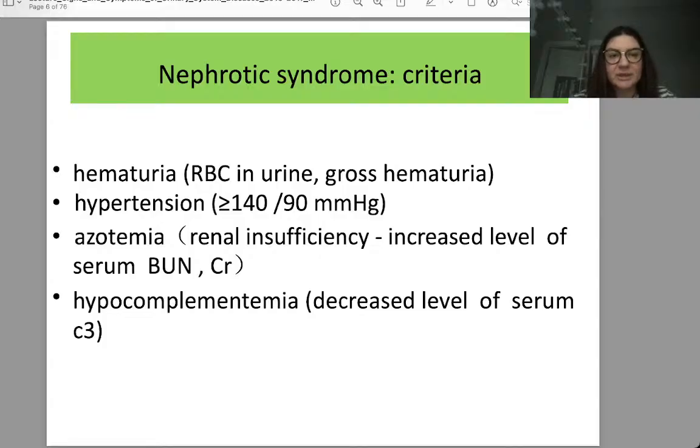Criteria of nephrotic syndrome: hematuria, like red blood cells in urine, gross hematuria, hypertension more than 140 per 90, azotemia, renal insufficiency with increased level of serum urea and creatinine, and hypocomplementemia, a decreased level of serum complement C3.